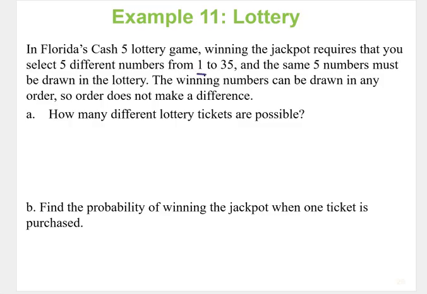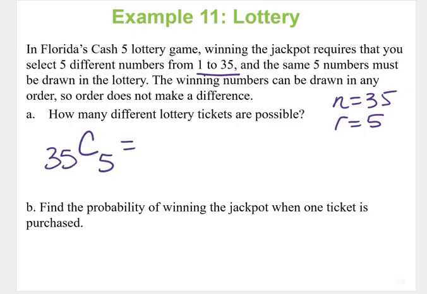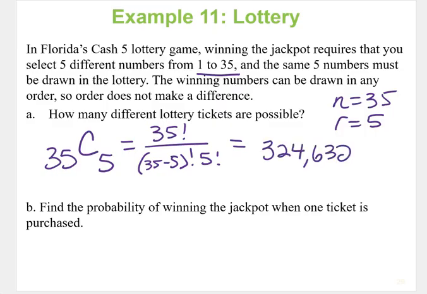We have numbers 1 through 35, so that's my n. So my n is going to be 35. And my r, I am choosing 5 numbers. So I want combinations of 5 numbers from 35. That's going to be 35 factorial divided by 35 minus 5 factorial, and then divided again by 5 factorial. When you put that all in your calculator, that's going to end up being 324,632. So that's how many unique lottery tickets you'd have to buy to guarantee that you win.